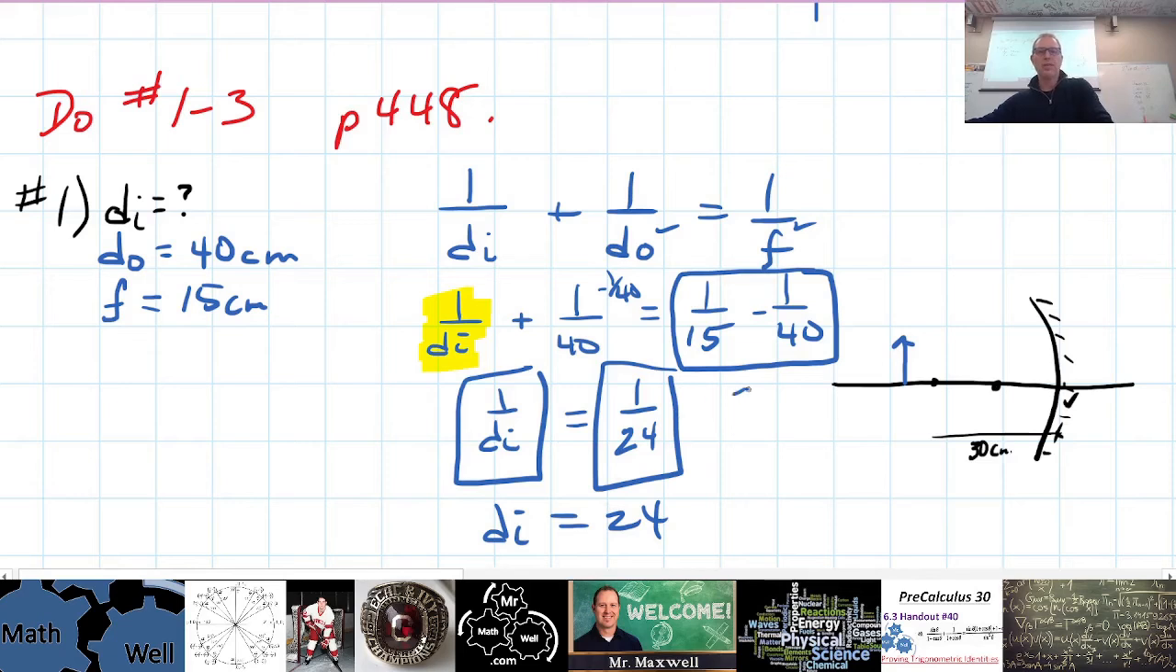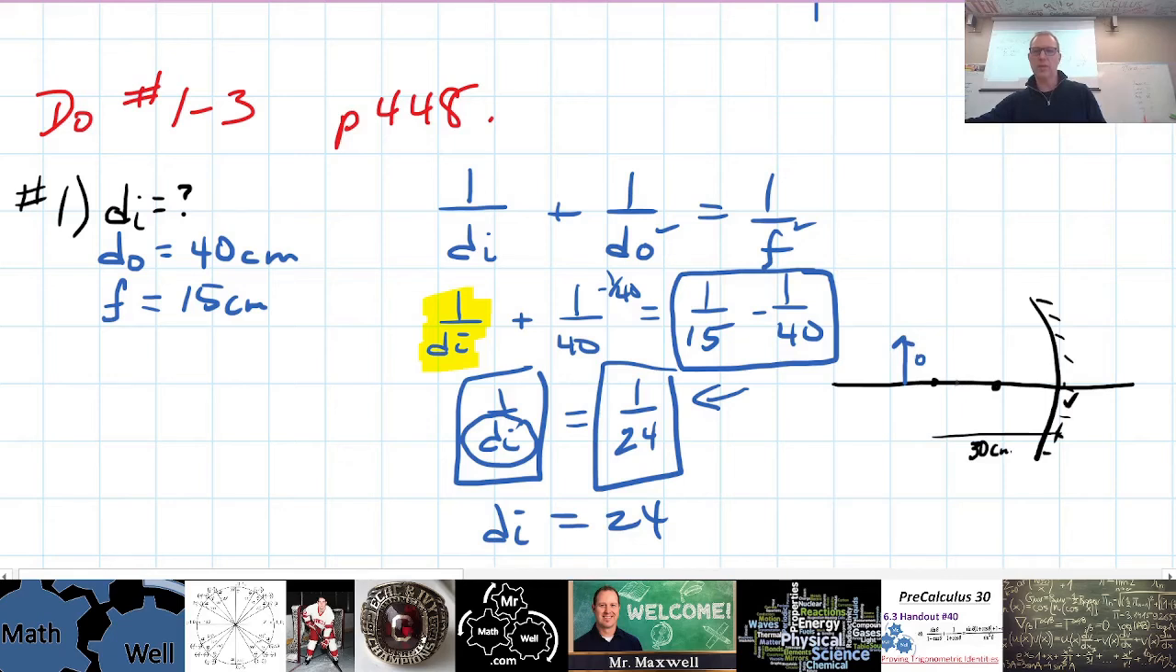But when you get to this point, remember, you can take the reciprocal of both sides, and you definitely want your di, what you're trying to solve for, by itself and in the numerator, on the top. So you flip both sides, then you can see the di equals 24. So here's our object over here at 40, and this is 30, so 24 is going to be down here.